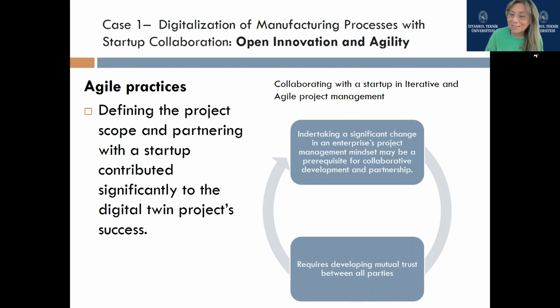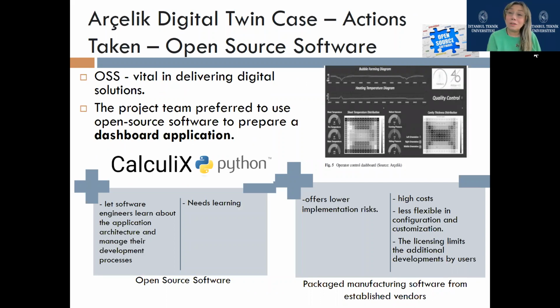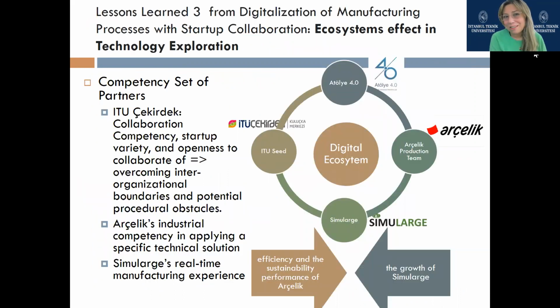As I say, iteration and agility is the key. Another thing is open source software, the open science community. We are in this open science community. Open source software is very important. If the openness is lacking, it's one of the major heartbeats. Calculix and Python they used. Yes, they let the engineers learn about the application architecture and they could manage their development. But yes, it needed learning. We needed the time for learning, they say. If they were into packaged software, it would be less risky in implementation, but it would be highly costly and less flexible. So another thing, you see the dashboard that the operator can even adjust. This is nice. And of course, ecosystem effects in technology exploration. You see the competency set of partners matters.